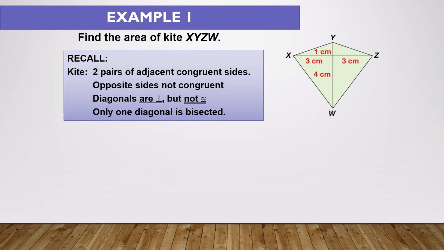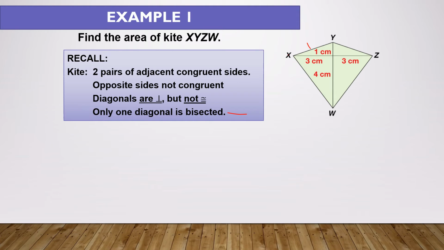Now, for kites, kites have two pairs of adjacent congruent sides. So this side is congruent to this side, and this side is congruent to this side. Their diagonals are perpendicular, but they are not congruent. So, you know, XZ is a different length than YW. And one diagonal is bisected. Bisected means split in half into two equal pieces. So if you notice, XZ here is bisected because we have 3 and 3. The other diagonal is 1 and 4.